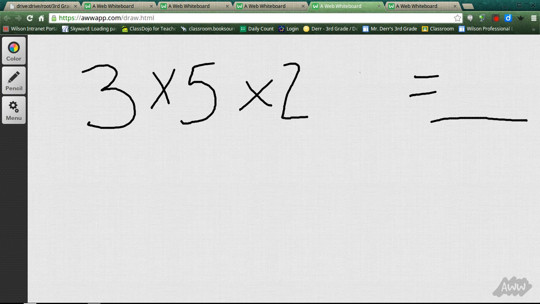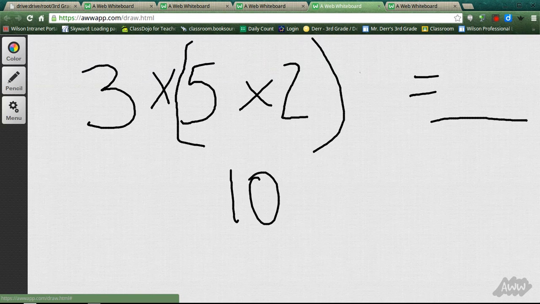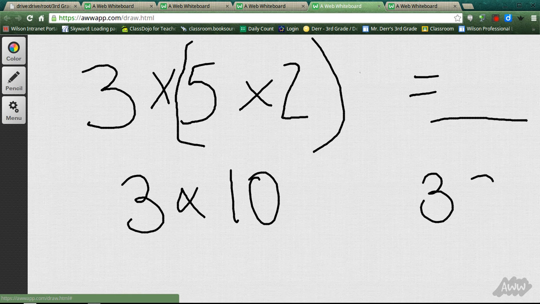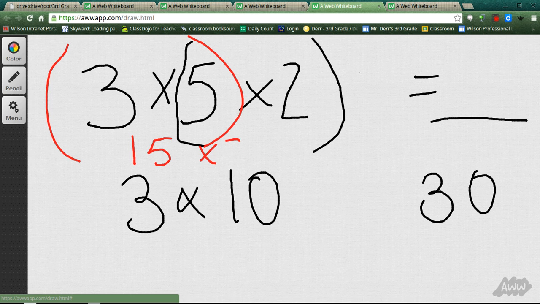All right, so what is 3 times 5 times 2? Well, how would you like to group that? I see that I have a 5 and a 2, and I know 5 and 2, that's 10. Now I can take 3 times 10, and I would get 30. Or I could try it as 3 times 5 and get 15 times 2, which would get me 30. So either way, no matter how I group those numbers, I would still get the same answer.